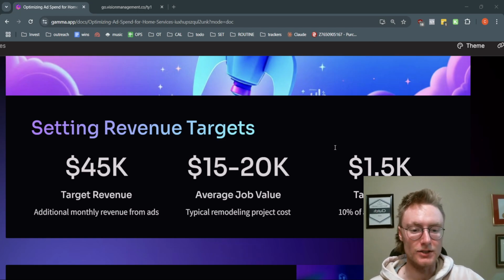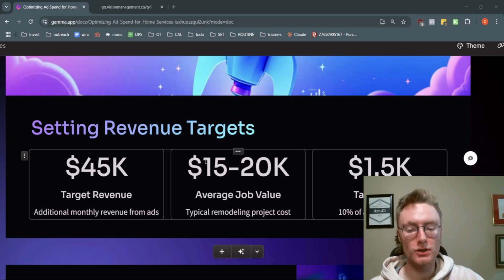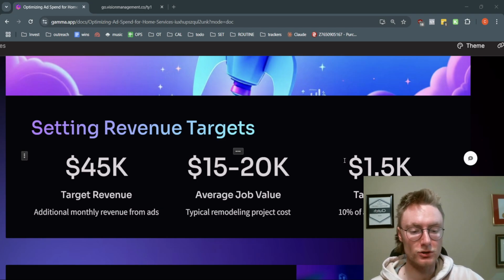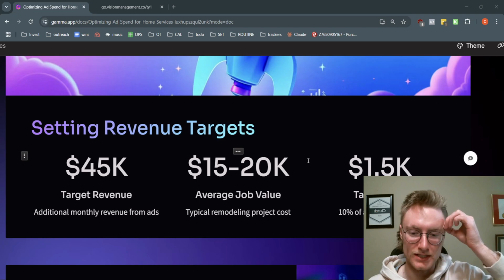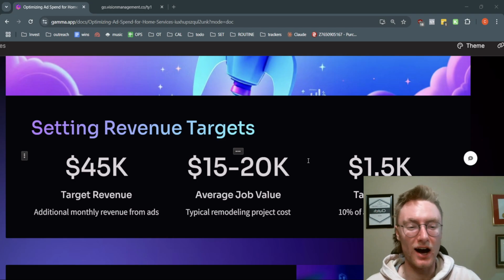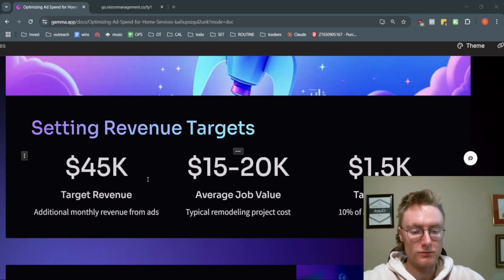Next thing you need to know is your average client lifetime value. If you're doing remodeling, you can probably get to around 15 to 20K per job. This might be lower depending on your area. Hopefully it's higher. But you would only need 3 jobs to actually hit your revenue target.